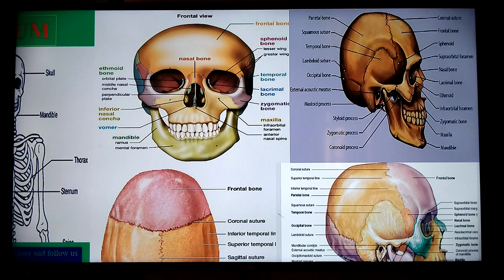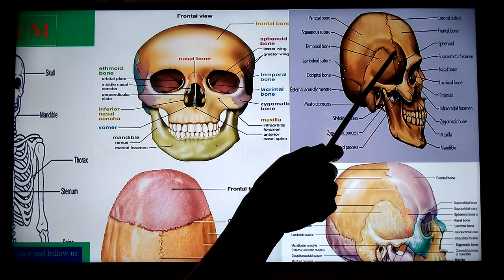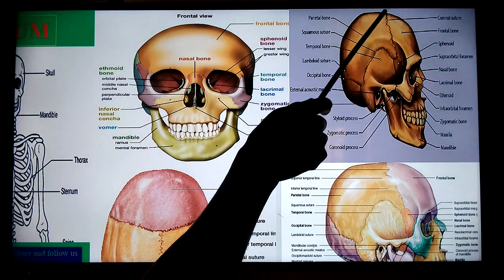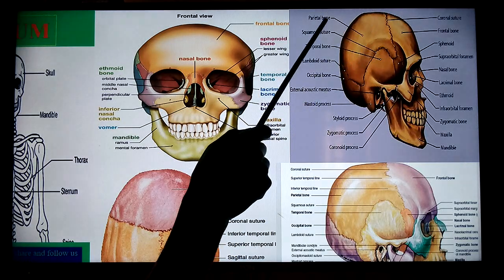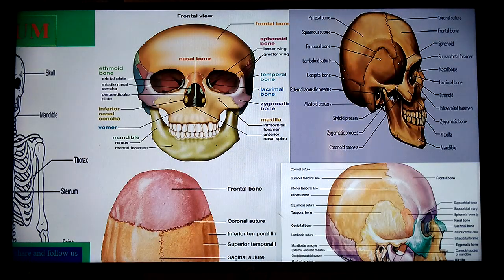So next we're going to look at the coronal suture. This is a suture that is found between the frontal and the parietal bone, and therefore this is the kind of separation that is referred to as the coronal suture that separates the parietal and the frontal bone located at that specific point.